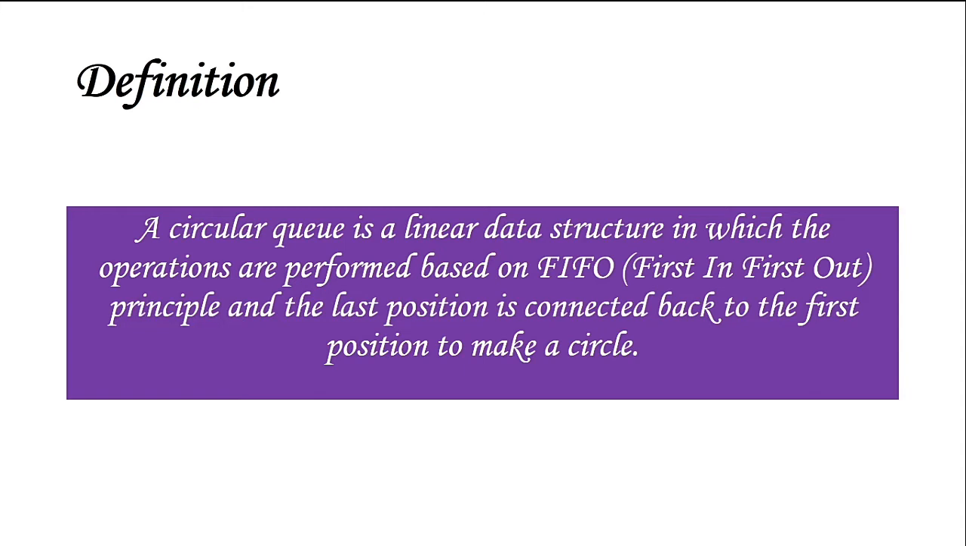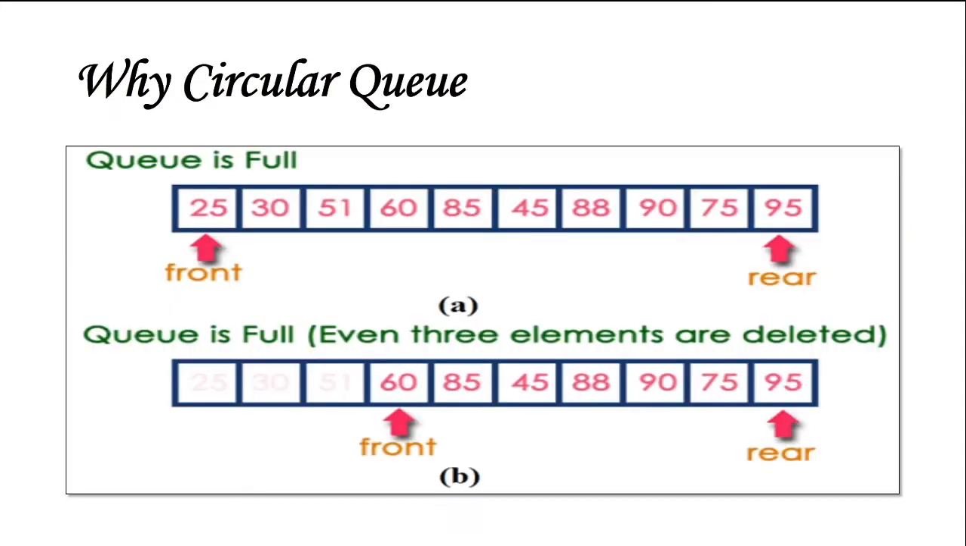So let us define the circular queue. A circular queue is a linear data structure in which the operations are performed based on the first in first out principle, same as your normal queue, and the last position is connected back to the first position to make a circle. This is the difference between the normal queue and the circular queue. The last position will be pointing back to the first position.